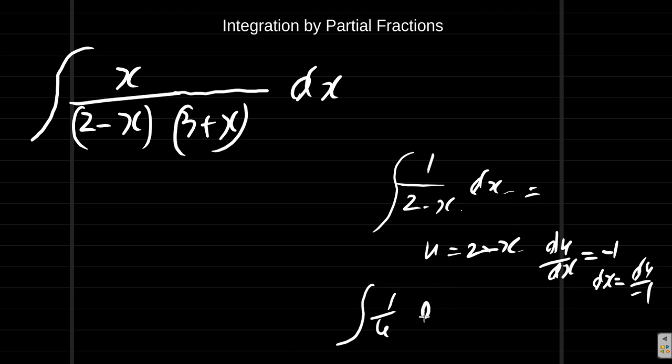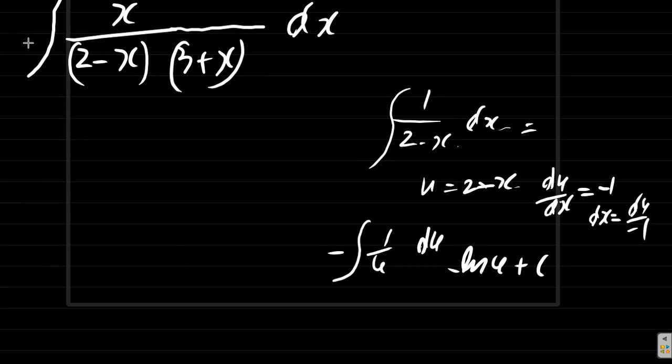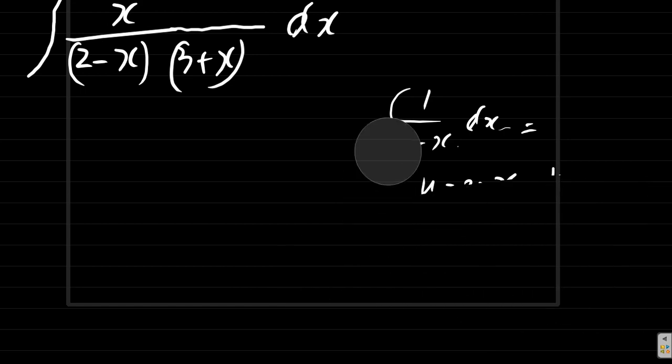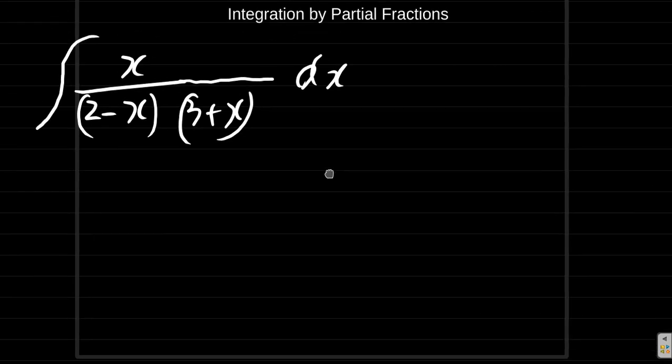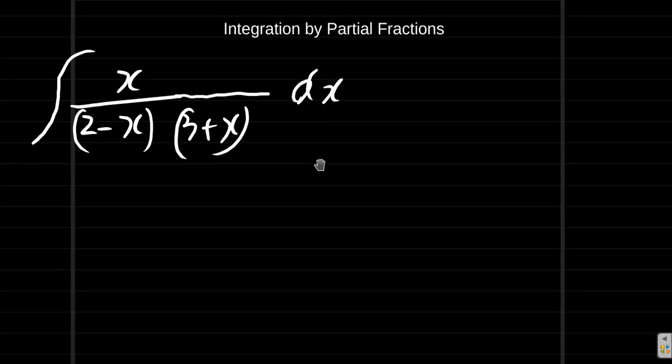And negative 1 du, which is like negative 1 over u du. And this would be negative ln u plus c, right? Which would be the same thing as negative ln of (2 minus x) plus c. So you could integrate this if you had a number over 2 minus x. But what that means now is that you have to find this thing in the form of a number over 2 minus x plus a number over 3 plus x.